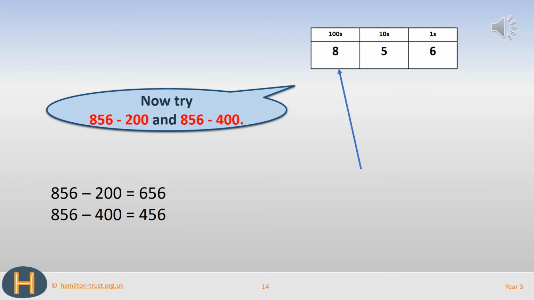Have a look at which digits stayed exactly the same when I was subtracting hundreds. You will notice that the tens and the ones stay exactly the same. So both answers contain 56 at the end.